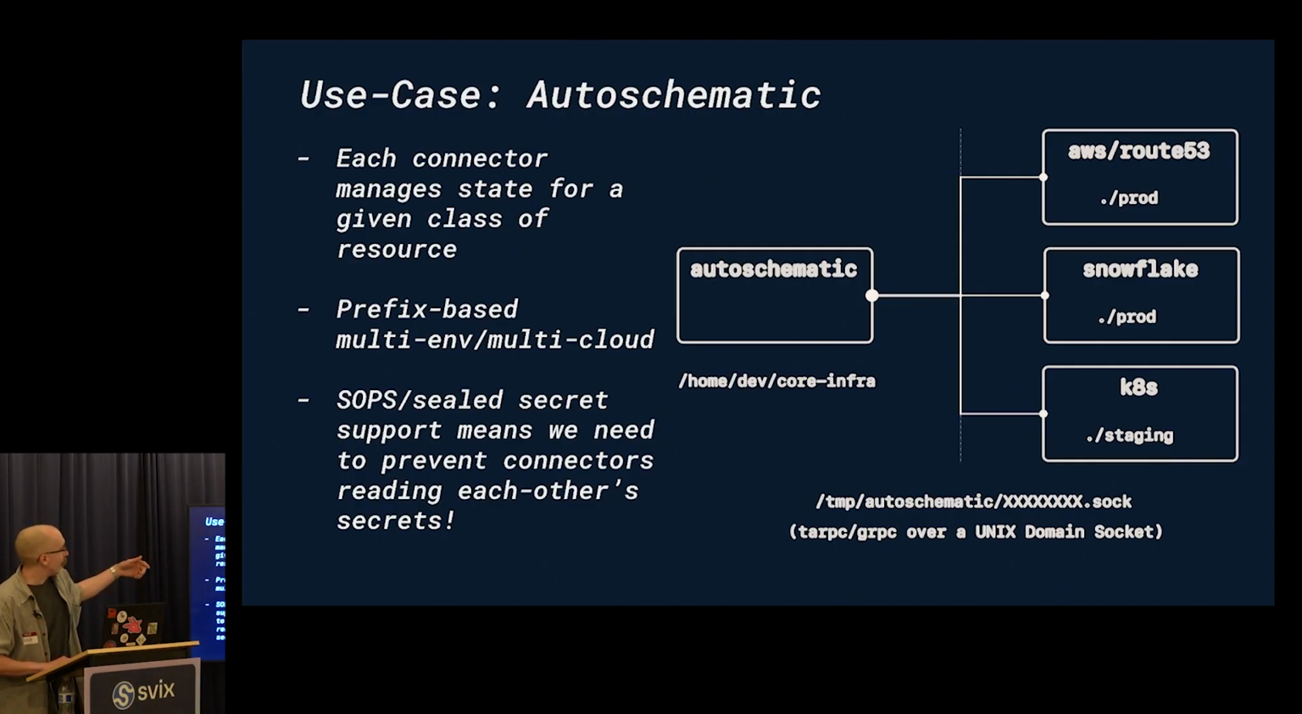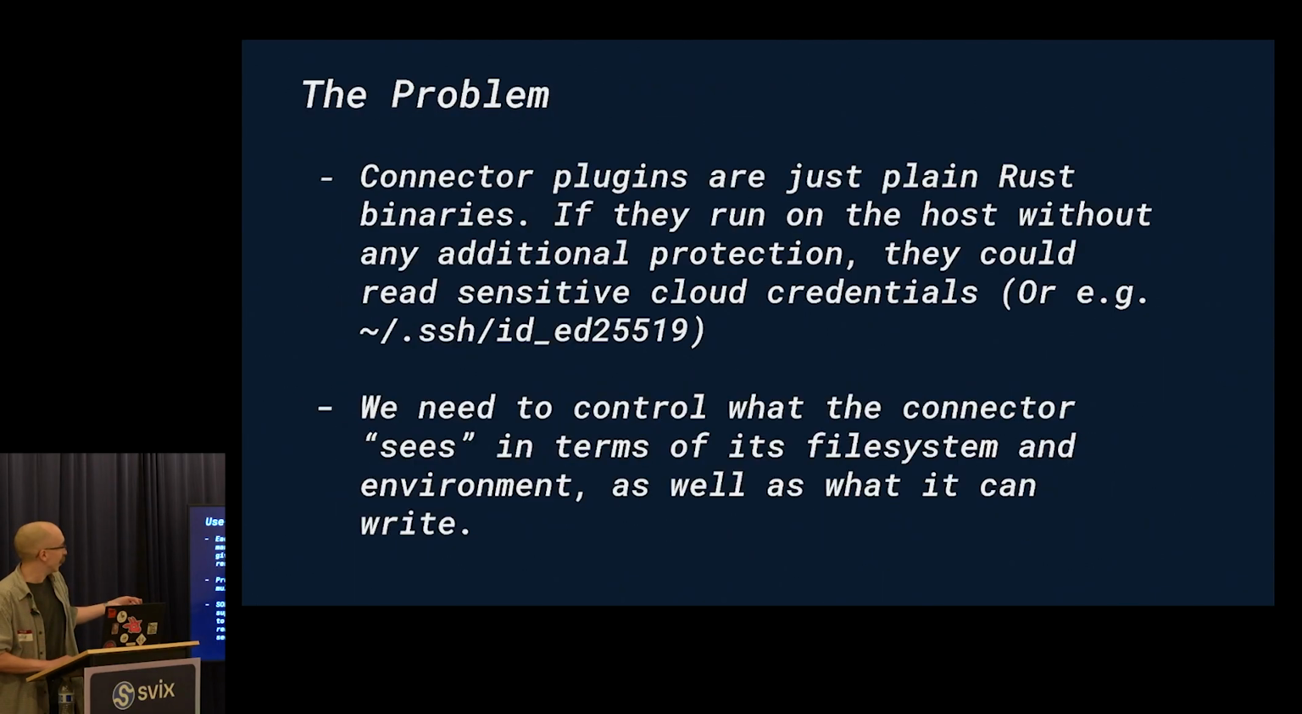In implementing what I was calling sealed secrets, sort of like SOPS, I came into the problem that if you implement sealed secrets, connectors can always read each other's secrets. You don't have any isolation between them if they're all running on the same host. So I got into this technical problem. I kind of nerd sniped myself a little bit, implementing very basic sandboxing on Linux, ideally a server host.